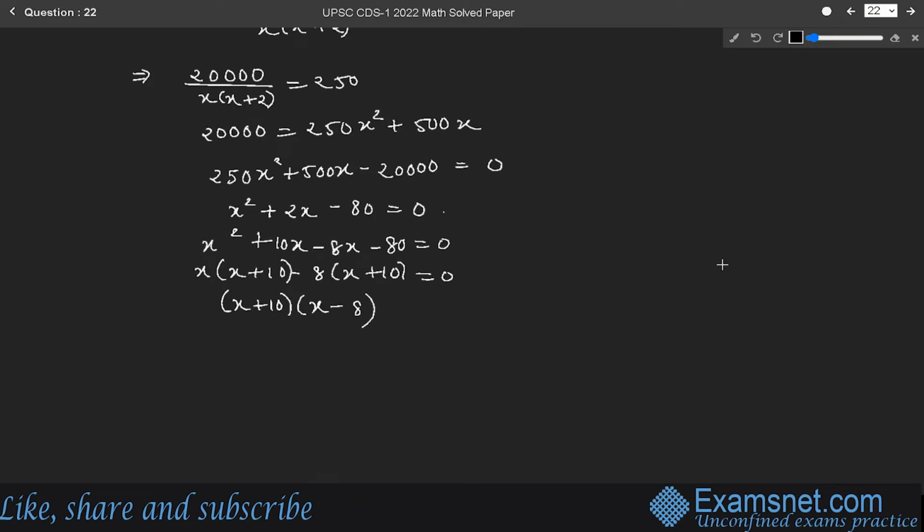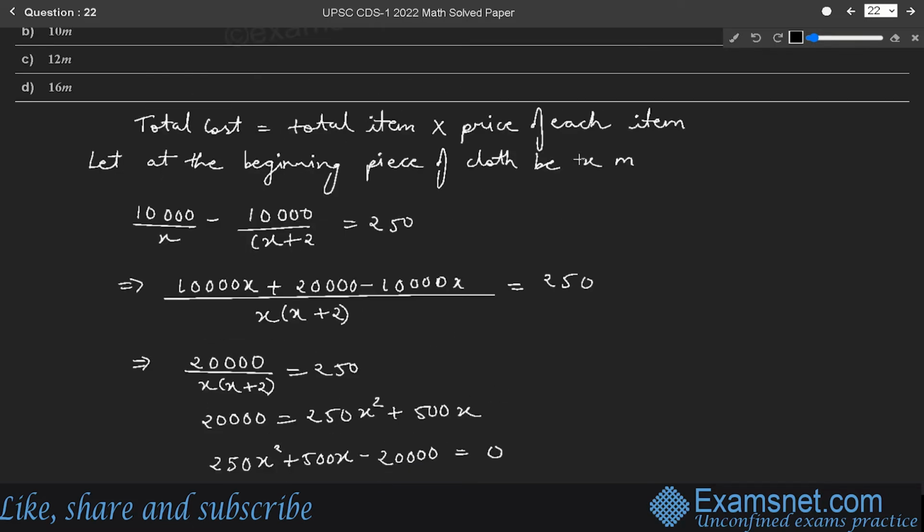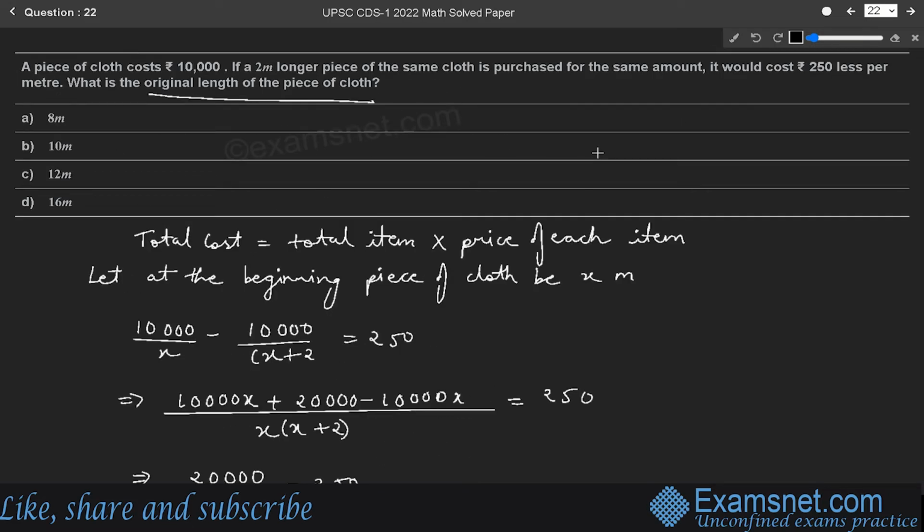So we can say that x is 8 and x is minus 10. We know that x cannot be negative because the original length of the piece cannot be negative. So therefore we will take the positive value of x, which is 8. So the original length of the piece of cloth is 8 meter. Therefore the correct option for this question is option A, which is 8 meter.